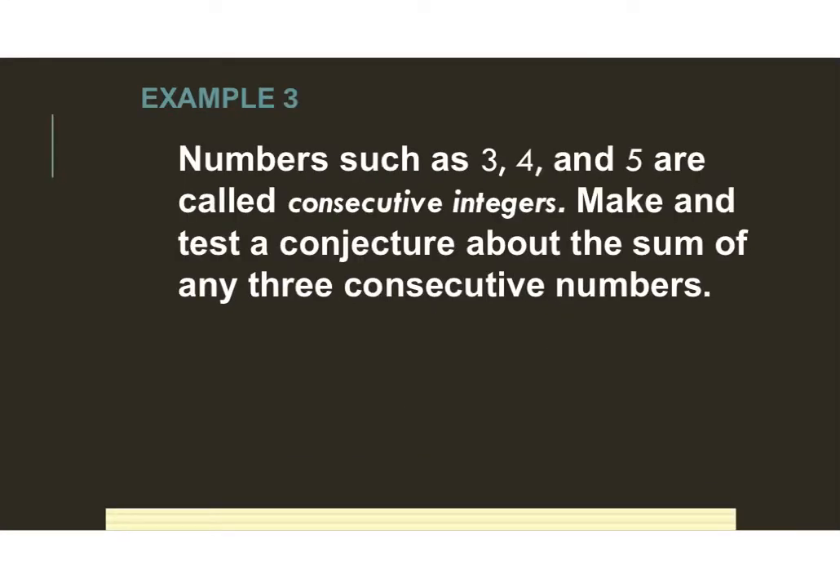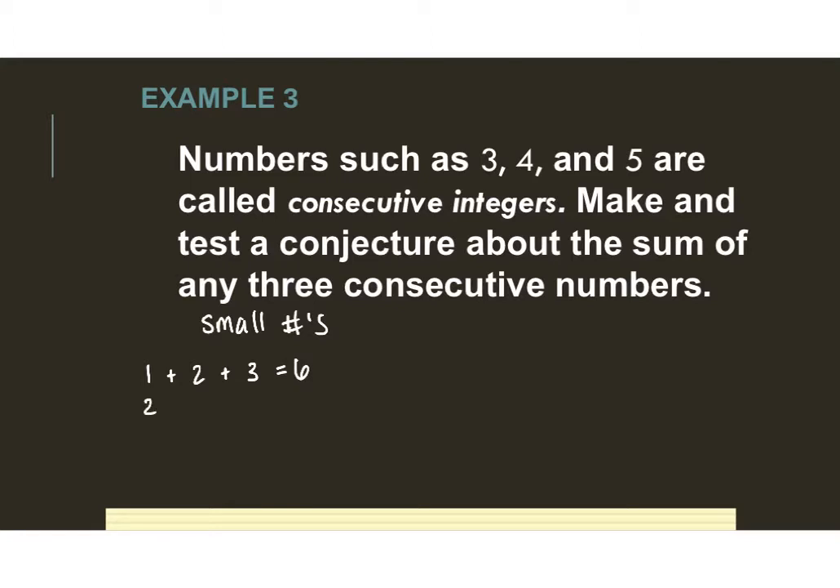Okay, numbers such as 3, 4, and 5 are called consecutive integers. Make and test a conjecture about the sum of any three consecutive numbers. So let's start with small numbers. Okay, and then we're going to test with those just because they're easier to manage. So let's take 1, 2, and 3. It says, make and test a conjecture about the sum of any three consecutive numbers. So if we add these together, we get 6.